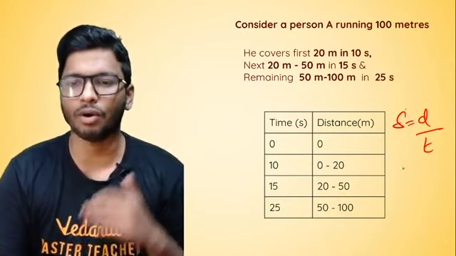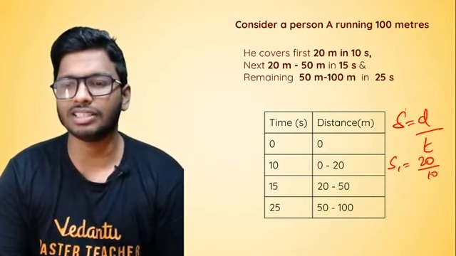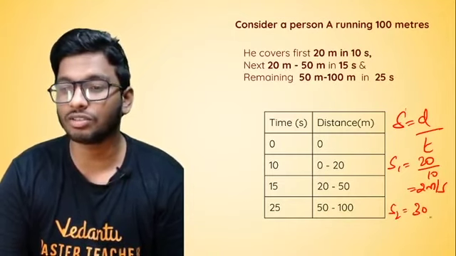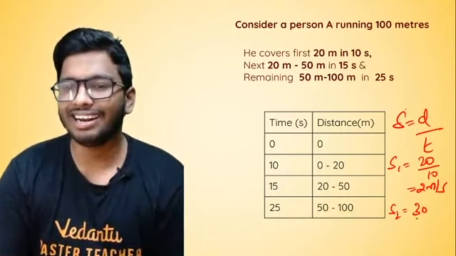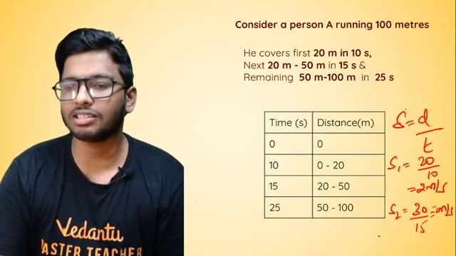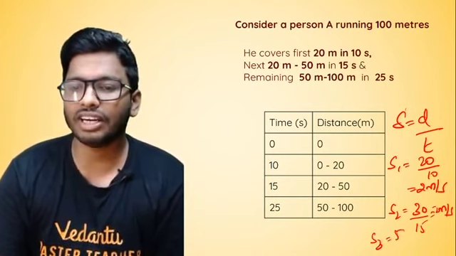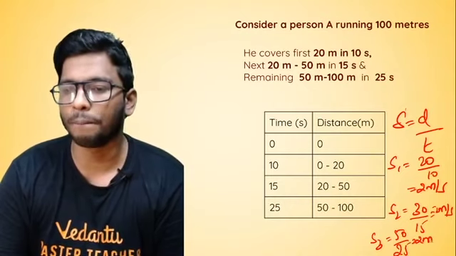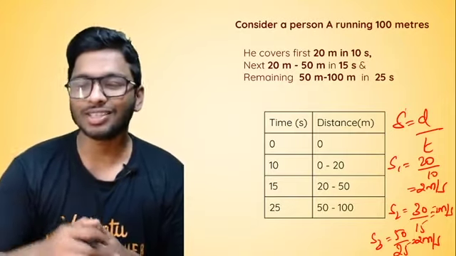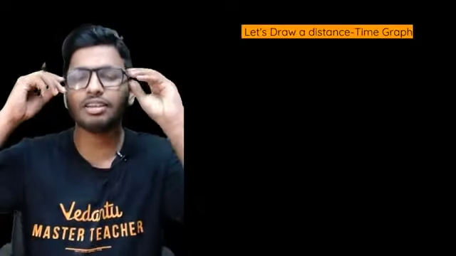For the first case, S1 is equal to distance 20 meters, time taken 10 seconds, that's 2 meters per second. For the second one, S2, he's covered a distance of 30 meters, 50 minus 20 is 30, divided by time taken 15 seconds. So again, it'll be 2 meters per second. For the third one, S3, it's 50 meters, 100 minus 50 is 50, 50 divided by 25 is again 2 meters per second. Interesting. 2 meters per second, 2 meters per second, and 2 meters per second. So that means the person is running at a constant speed, which means you can say that the body is in uniform motion.